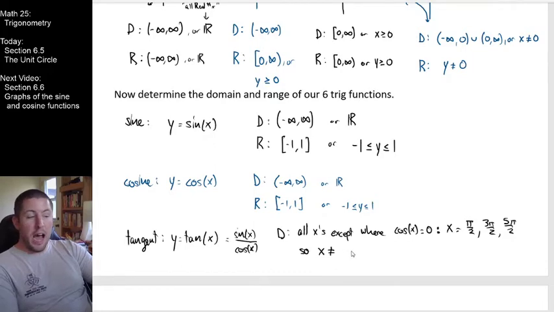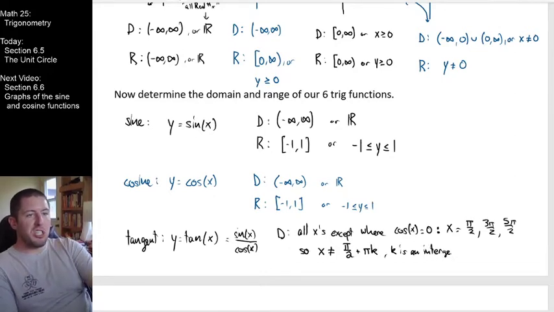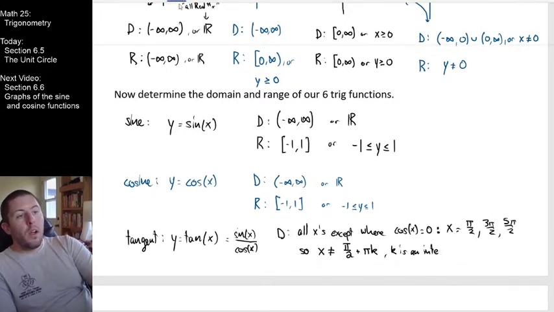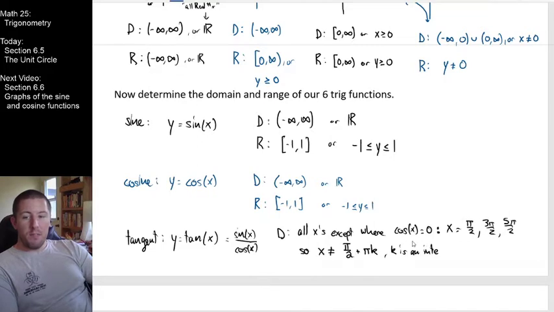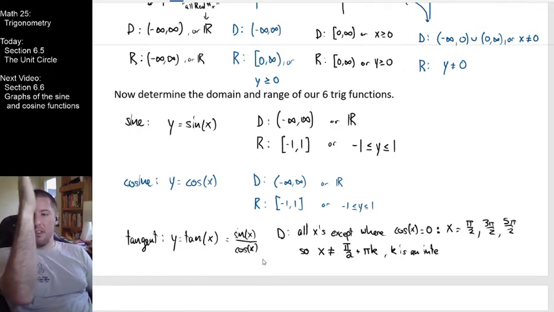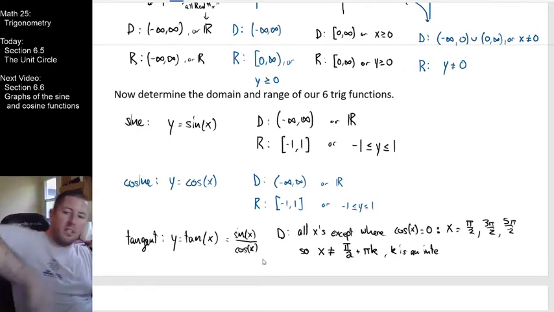So x should not be equal to pi halves plus pi k, where k is an integer. Right? Those are all the infinite number, integer. There's an infinite number of times that cosine will be 0, right? Because we just rotate around forever and ever and ever. And it's 0, and then it's 0, and then it's 0, and it's 0, and it's 0.